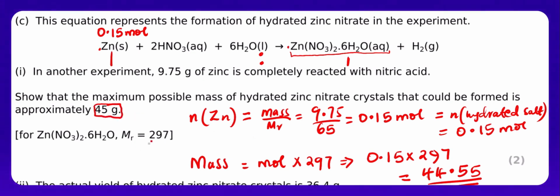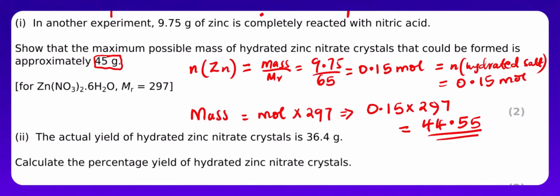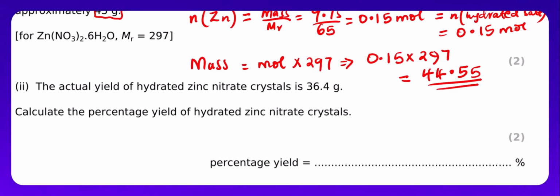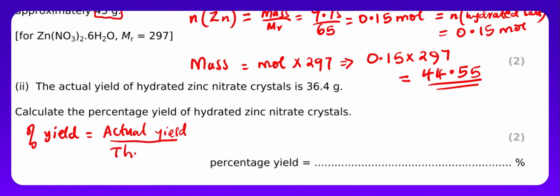That is good. So then we can proceed to the next question, which will be finding the percentage yield of hydrated zinc nitrate crystals. As you remember, we can easily find the percentage yield, and the percentage yield will be equal to the actual yield divided by the theoretical yield, multiplied by 100.